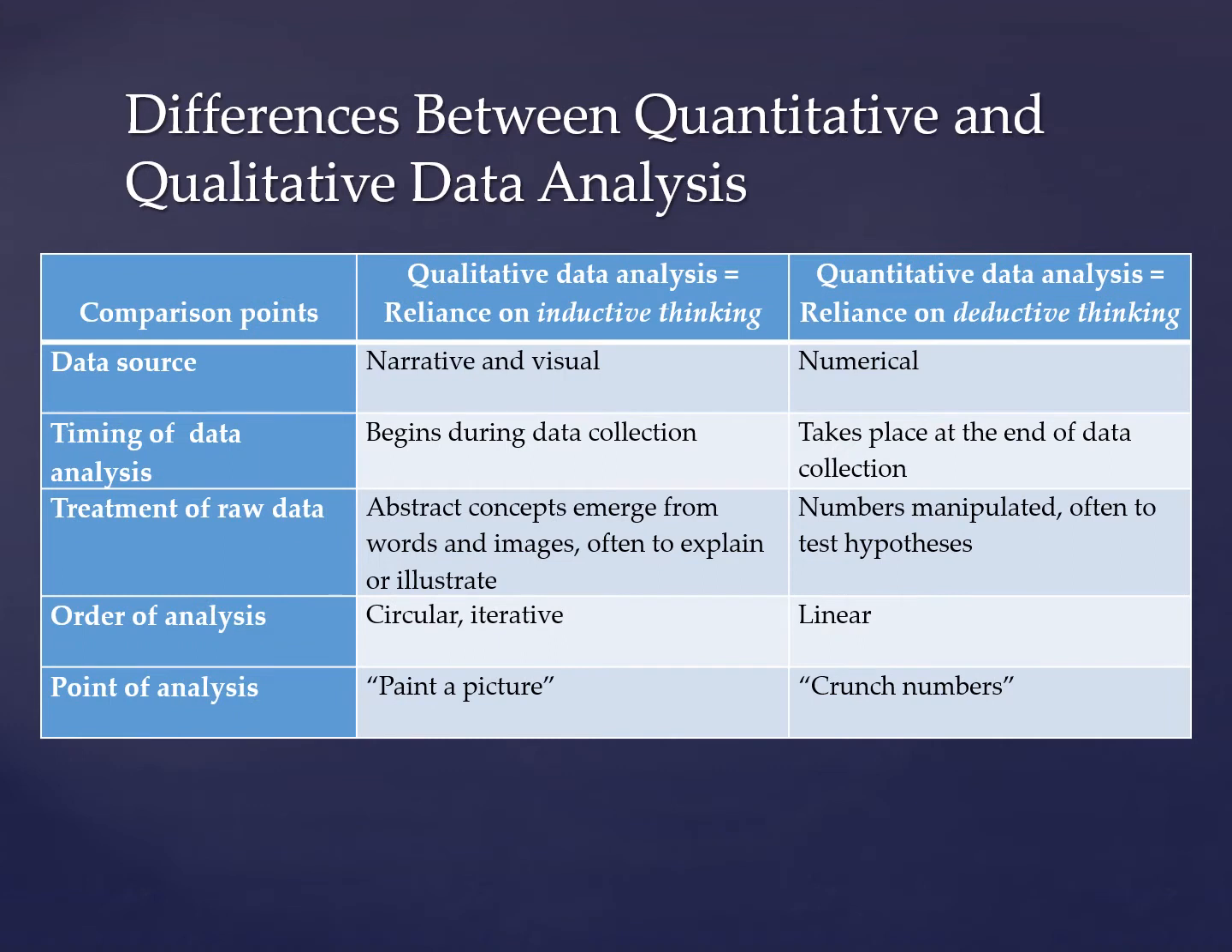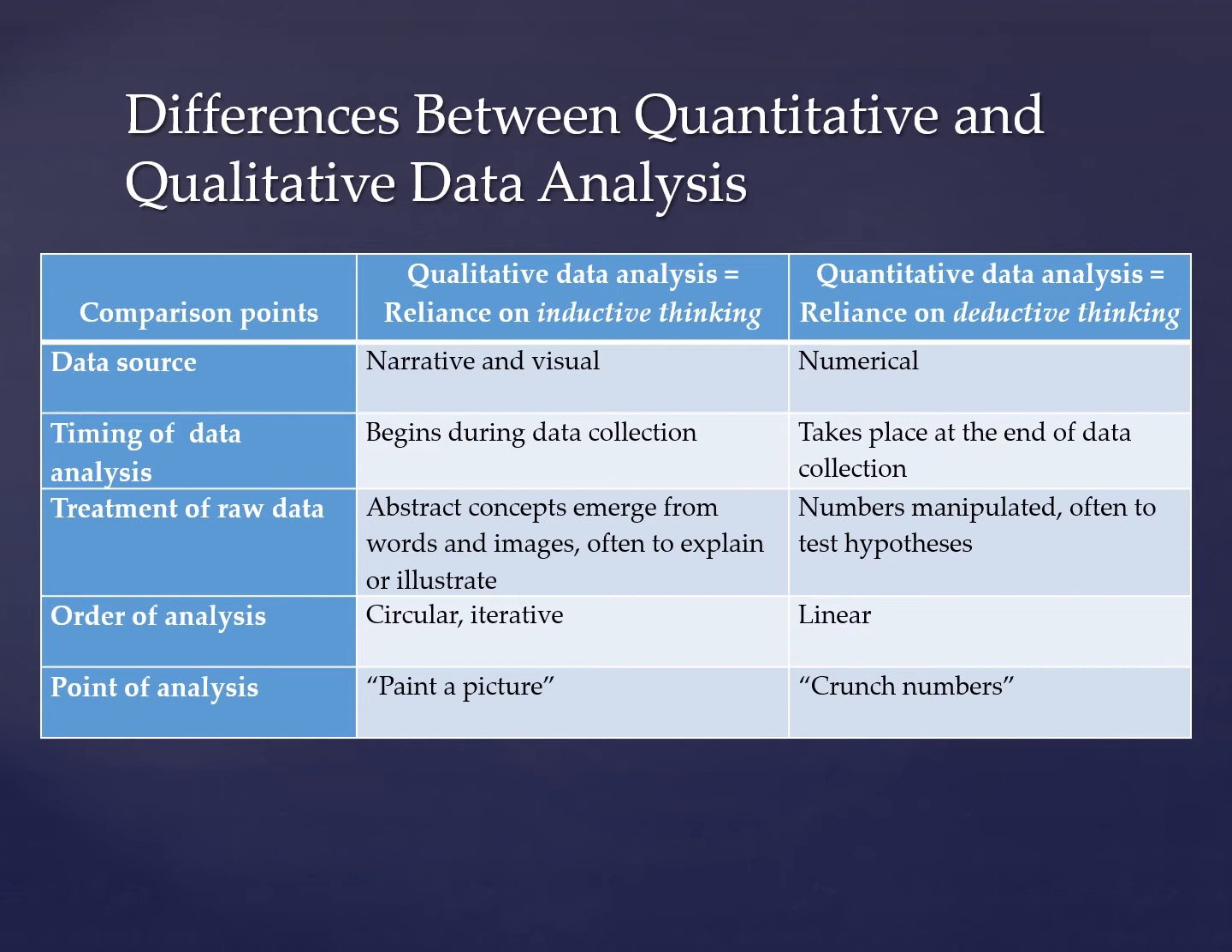So let's take a quick look at the differences between qualitative and quantitative data analysis. The first thing we're going to see is that we have different data sources. For qualitative, we're looking at a narrative, so documents or text or words, or visuals, pictures and whatnot. With quantitative, we're looking at numbers. The timing of data analysis: within qualitative, it begins during the data collection. As we gather data, we start to interpret. With quantitative, we do the analysis at the end.